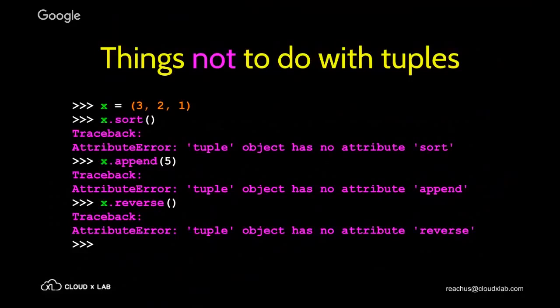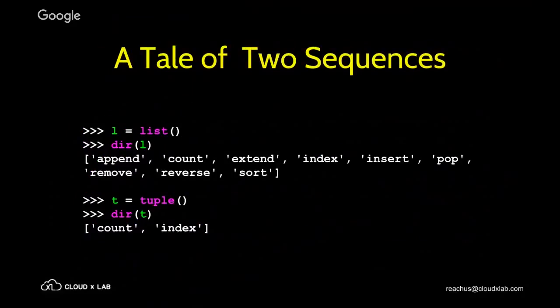Tuples are great for passing around a bunch of values and operating on read-only records. If you take a look at the functions in tuple and functions in list, there is a huge list of functions in the case of list, while tuple has only two functions: count and index. Count and index, while list has so many methods.